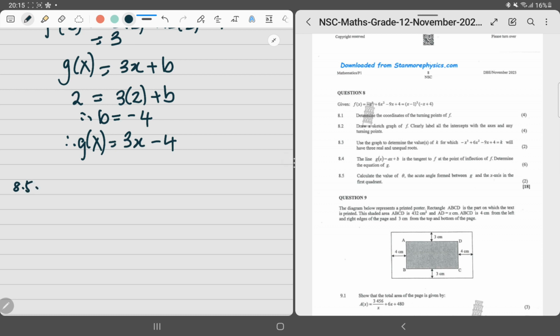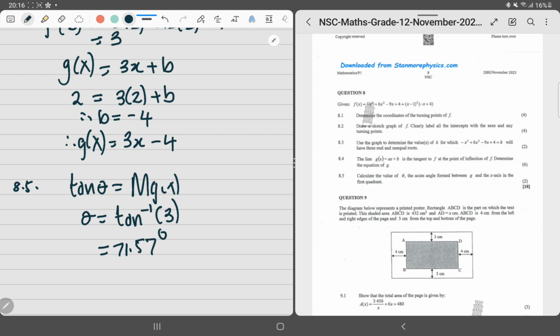8.5. Calculate the value of theta, the acute angle formed between g and the x-axis in the first quadrant. So tan of theta should just be equal to the gradient of g. So theta should be equal to arctan of 3, which is 71.57 degrees.